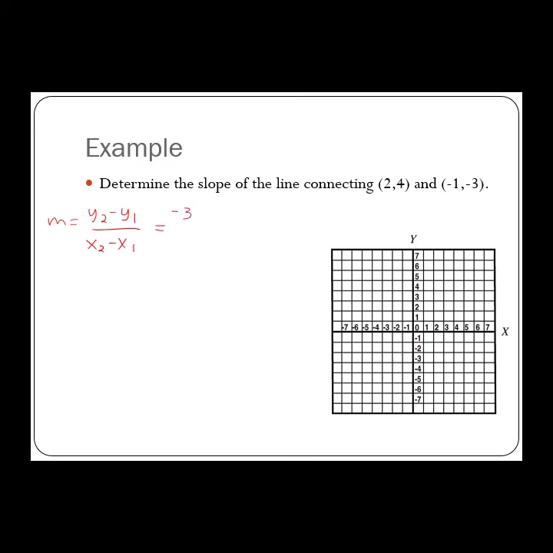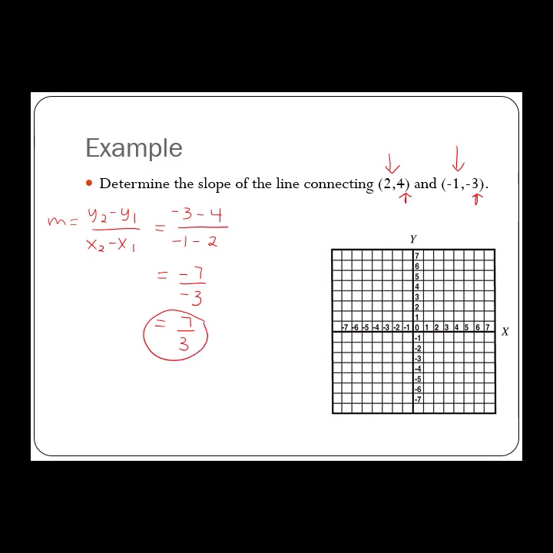So the second y minus the first y, this is the second y, this is the first y, over the second x minus the first x. Here's the second x, here's the first x. And this is negative 7 over negative 3, which is a positive 7/3. Two negatives make a positive.